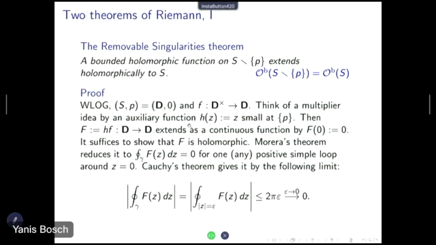And so how do we show that a holomorphic function from the punctured disk to the disk extends through the origin? We have this auxiliary multiplier h, in this trivial case just h of z equals z, which is small at the singular set, just the puncture. And then the multiplier h times f certainly extends as a continuous function, setting the value to be 0. And it is holomorphic because by Morera's theorem, holomorphy reduces to a basic contour integral equal to 0, and we can estimate the integral by a pointwise integrand estimation in the Cauchy theorem using an arbitrary radius of epsilon, then setting epsilon equal to 0.